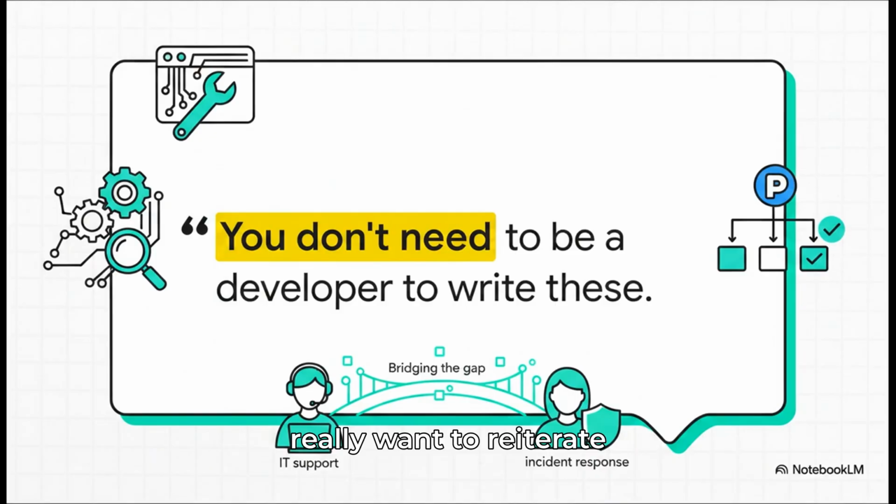I really want to reiterate this core, incredibly empowering takeaway from our source material. You don't need to be a developer to write these. API testing is simply no longer locked behind complex software engineering roles. As an IT support engineer, you have full access to these test automation capabilities right now, today. By bridging that gap between manual troubleshooting and automated validation, you seriously become an absolute game changer for your incident response team.